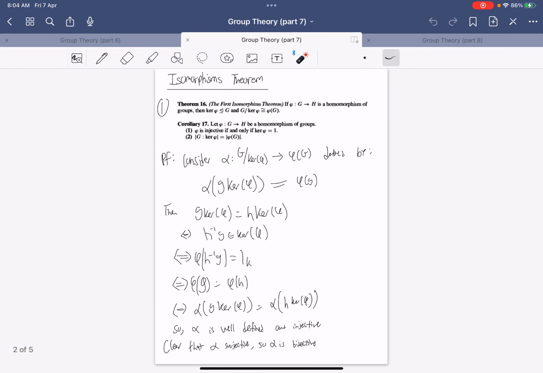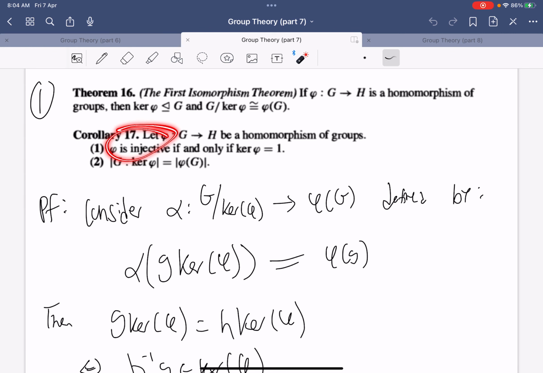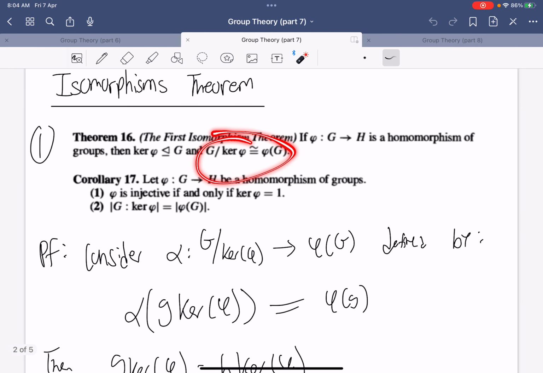And a corollary of it is really saying that phi is injective if and only if the kernel equals 1. Because if phi is injective, then G will be isomorphic to the image itself, and so the kernel has to be the trivial group. This also states that the number of cosets of G quotient by the kernel of phi is just the size of phi of G.